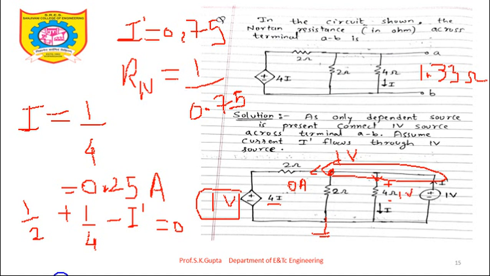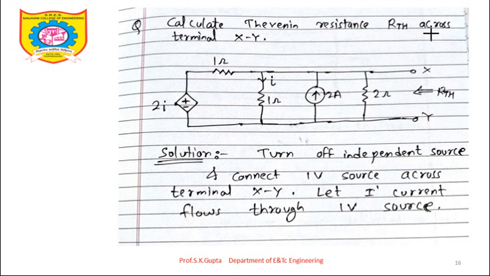Okay. Now let's see one more example. Calculate Thevenin resistance RTH across XY. So here I have to calculate Thevenin resistance. So first of all, the independent source, I will turn off. Current source means it is open circuit, so this will be removed.